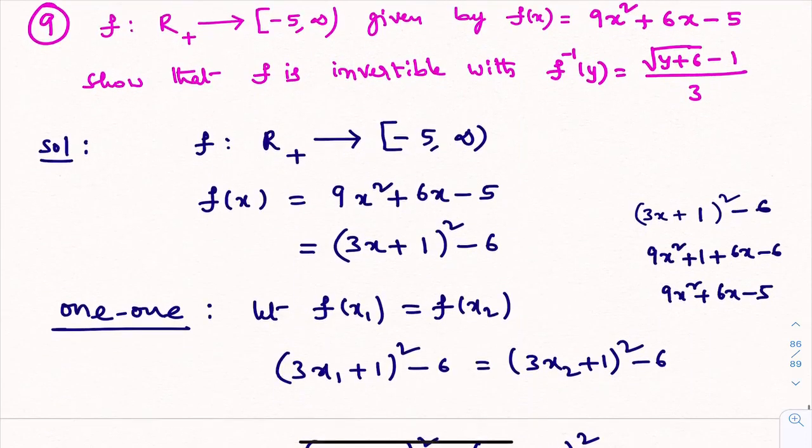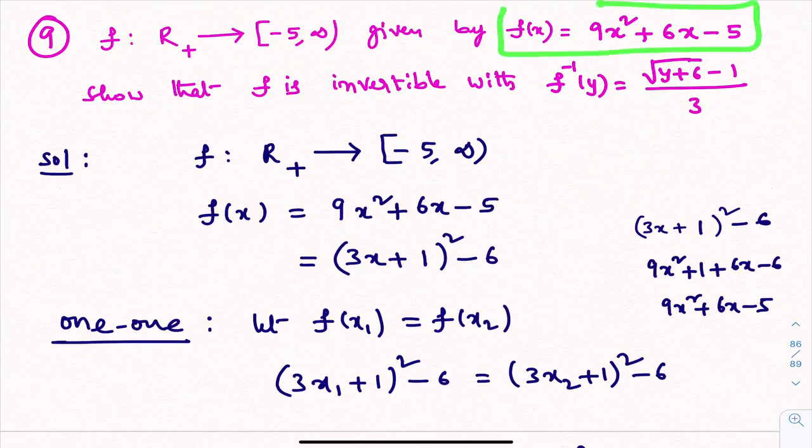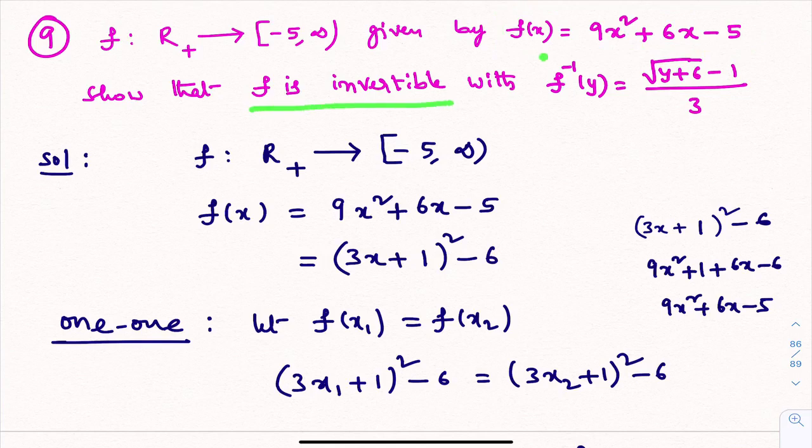This 9th question is a very important question, frequently asked for 5 marks in the final examination. A little tougher one. I made this problem easy, so please listen carefully. Given information: the function is from R plus, the closed interval minus 5 to infinity, and the function is given as 9x square plus 6x minus 5. Show that it is invertible with its inverse being root over y plus 6 minus 1, divided by 3. Like the earlier problem only, but showing the onto function is a little tougher here.